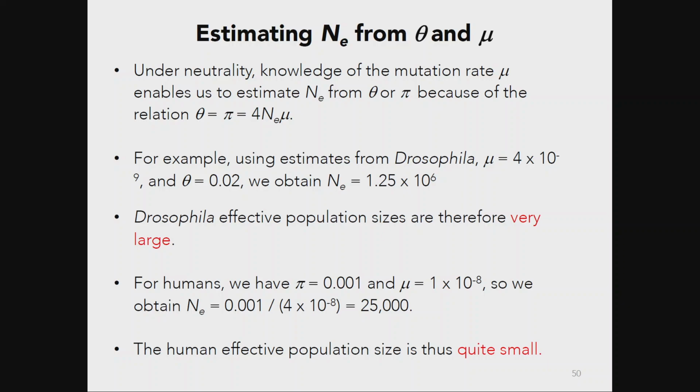So for example, we know in Drosophila, let's say the mutation rate is 4 times 10 to the minus 9. And let's say we've measured the pi value empirically from sequencing data for an African sample of fruit flies of 0.02. And if we solve this little equation for NE, what we will get is an effective population size of 1.25 million flies. This is the effective population size. This is not the census size, and I want to stress this.